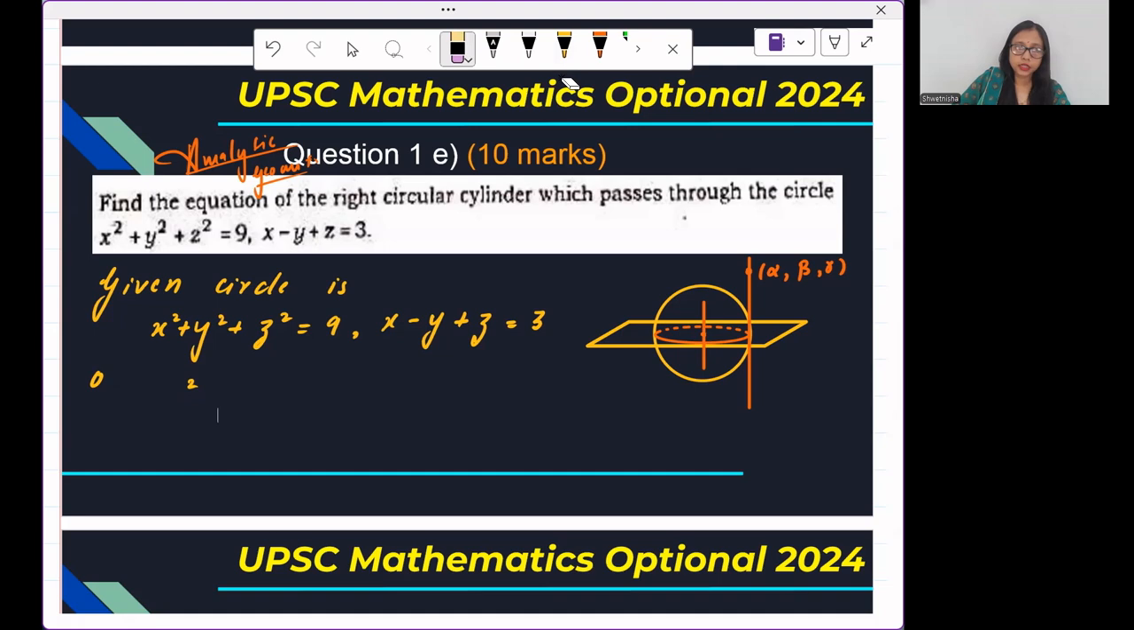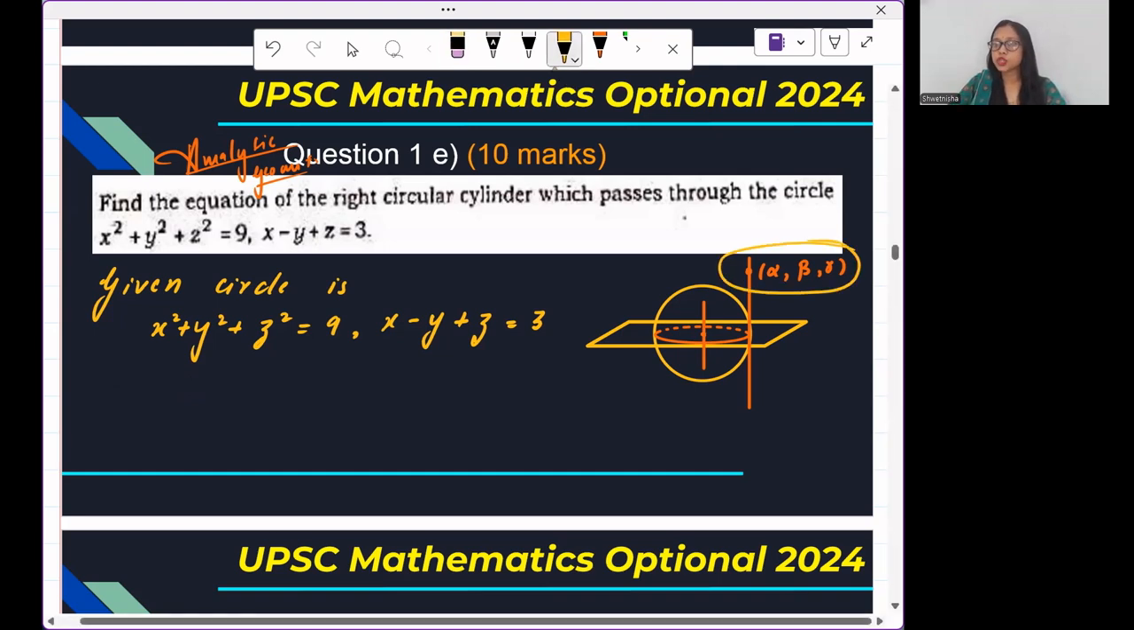No, before doing that, let's do one thing. The circle is given to us. Let us just try to find the equation of the generator, because that line will generate your whole cylinder and that will give you the equation of the cylinder.